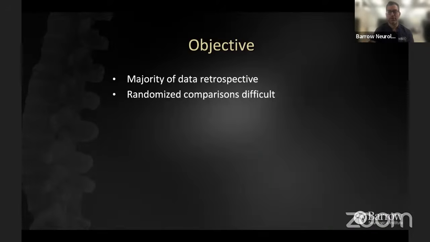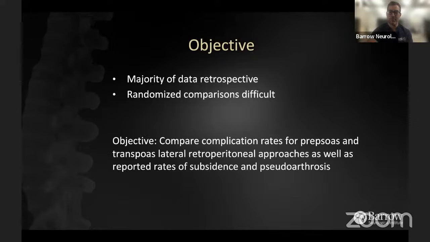There's not a lot of good data comparing these surgeries, and mostly it's retrospective. For many reasons, randomized studies would be very difficult in these procedures. So the goal of this paper specifically was to compare complication rates in the literature for pre-psoas and trans-psoas lateral retroperitoneal approaches, as well as looking at reported rates of subsidence and pseudoarthrosis.